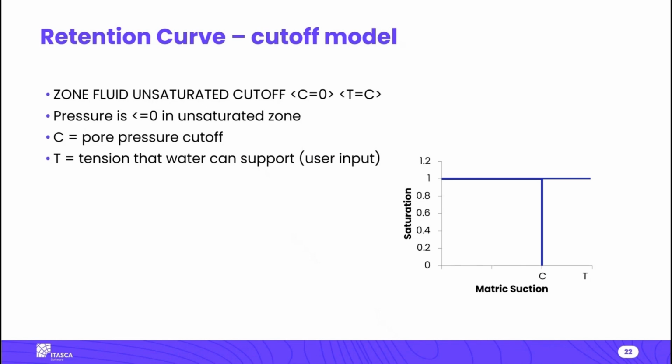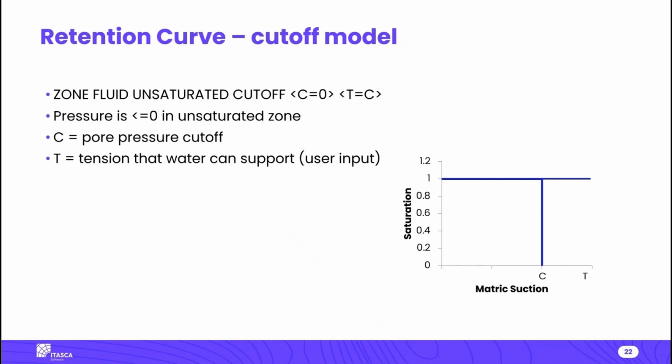So when it comes to this desaturation, one of the models for calculating this is what we call the cutoff model. This was the only model that was available in version 9 and before. In version 9.1 and above, you can specify this as one of the models that you might want to use. Zone fluid unsaturated cutoff, and then you can give a value, which is essentially the tension that it will support. By default, it's 0. So what that means is that when the pressure hits 0, so let's say the pressure is decreasing and decreasing.